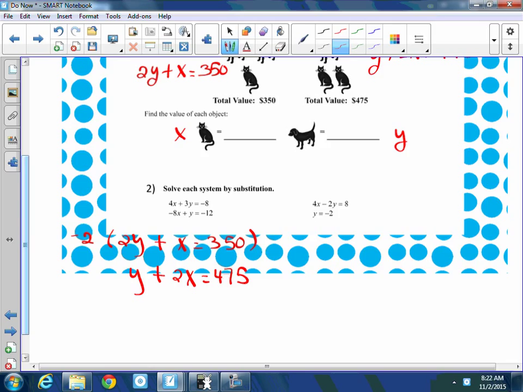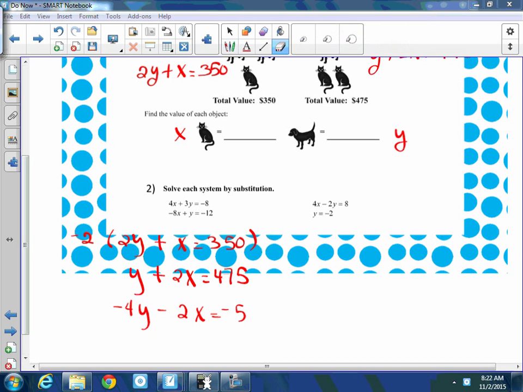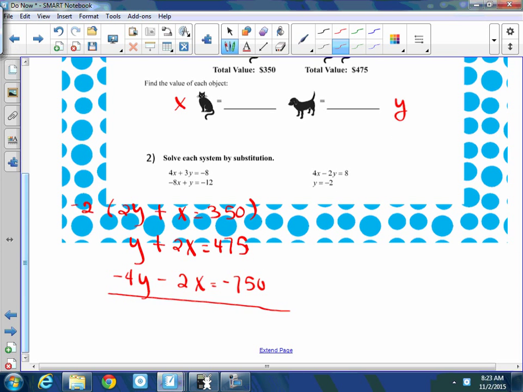I'm multiplying first. So that becomes -4y minus 2x. And then what's 350 times -2? It's -700. Okay, now I can eliminate. The x's are canceled out.